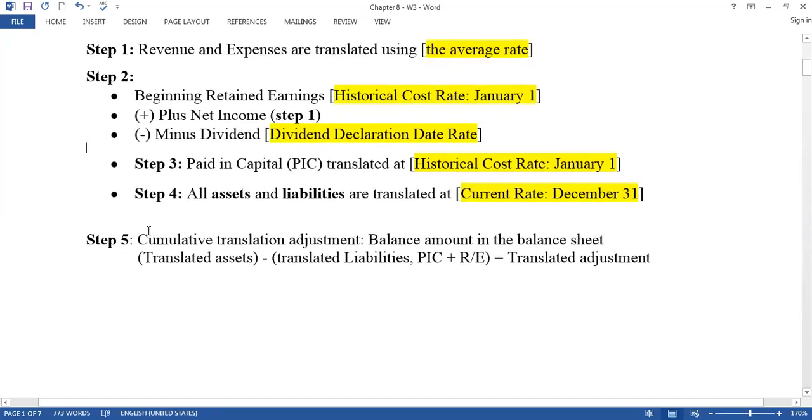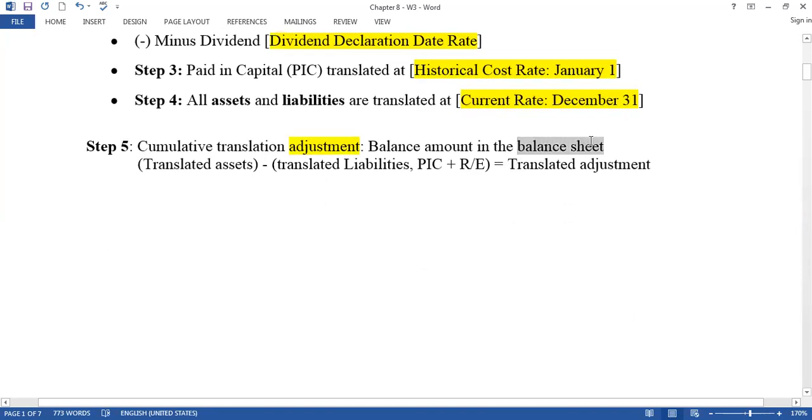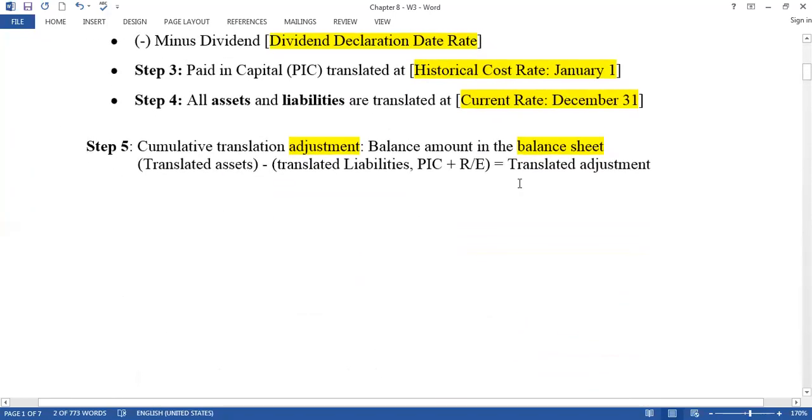Then step five is the cumulative translation adjustment. We need to do one adjustment at the last part. The adjustment we are going to make is in the balance sheet. If it is the current method, the adjustment is made under the balance sheet. And the adjustment will follow this formula: assets equal liabilities plus stockholders' equity. So we are going to prove this balance sheet equation: assets equal liabilities plus stockholders' equity. If assets are not equal to these two, we need to do some adjustment. For example, assets are $100,000.